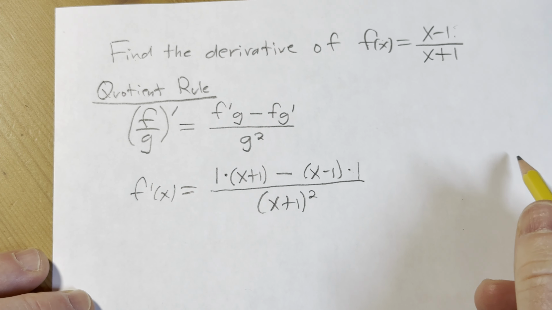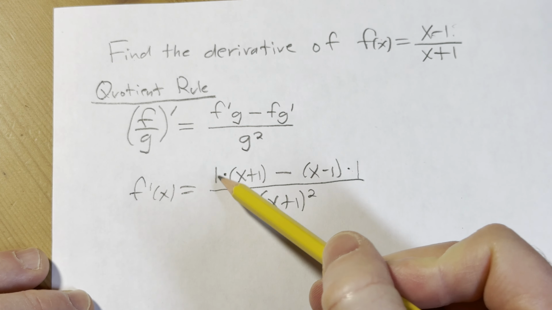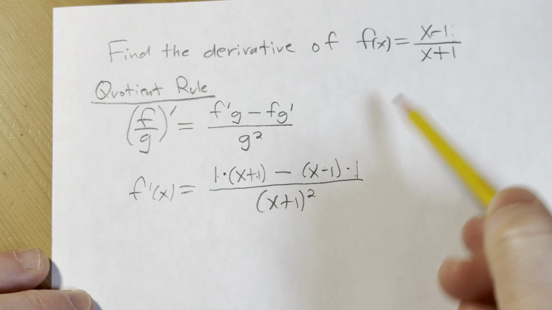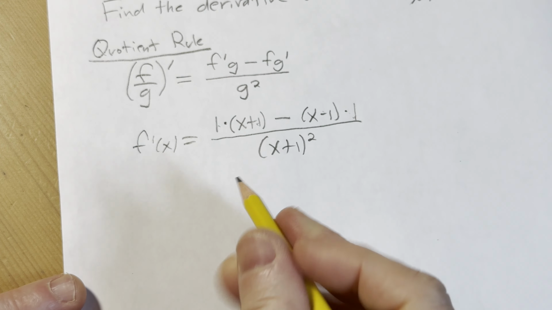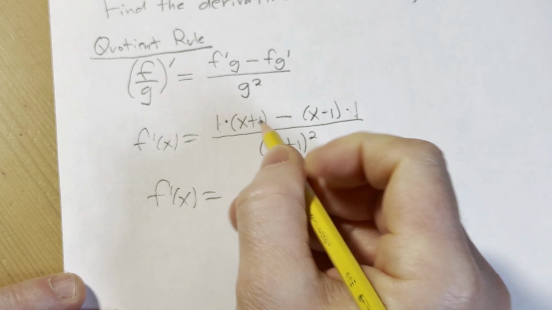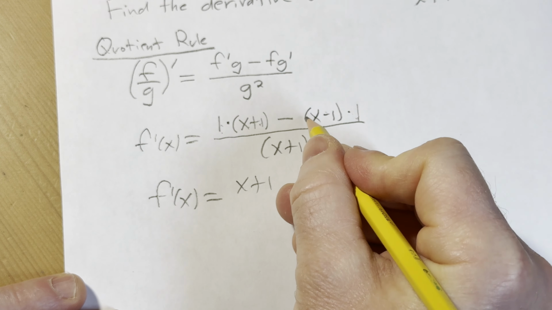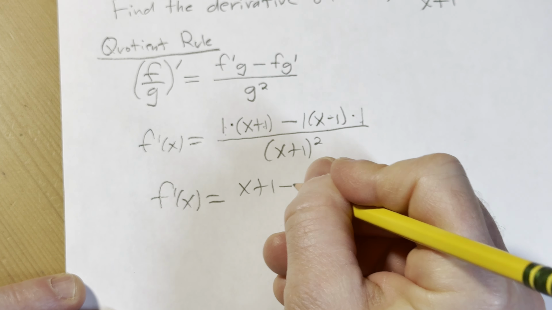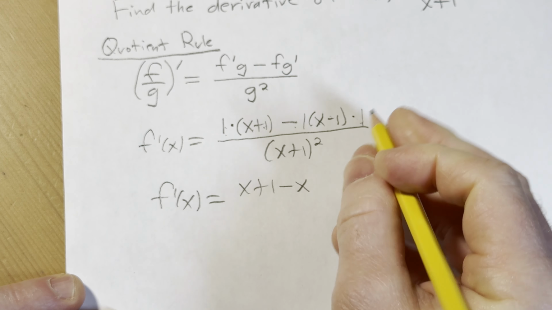Let's just check that one more time. So it's the derivative of the top times the bottom minus the top times the derivative of the bottom over the bottom one squared. Now we can clean this up. 1 times this is just this, so it's x plus 1, and then distribute the minus 1 here. I'm going to go kind of quick. Minus 1 times x is minus x. Minus 1 times minus 1 is plus 1.